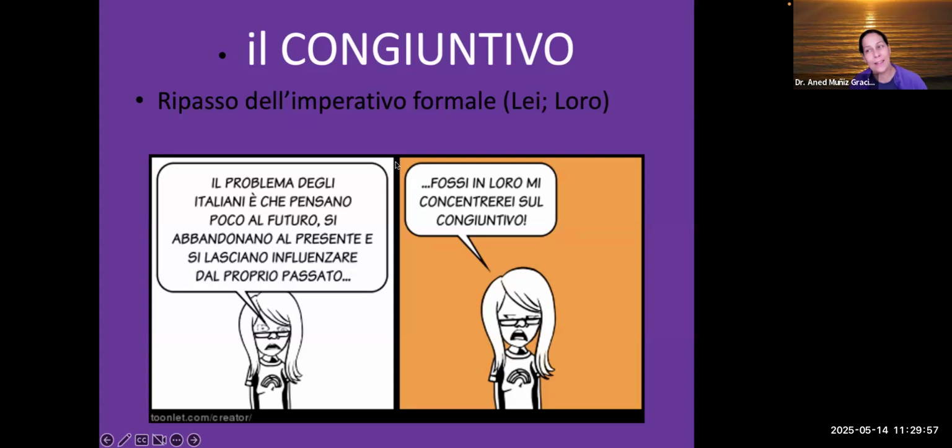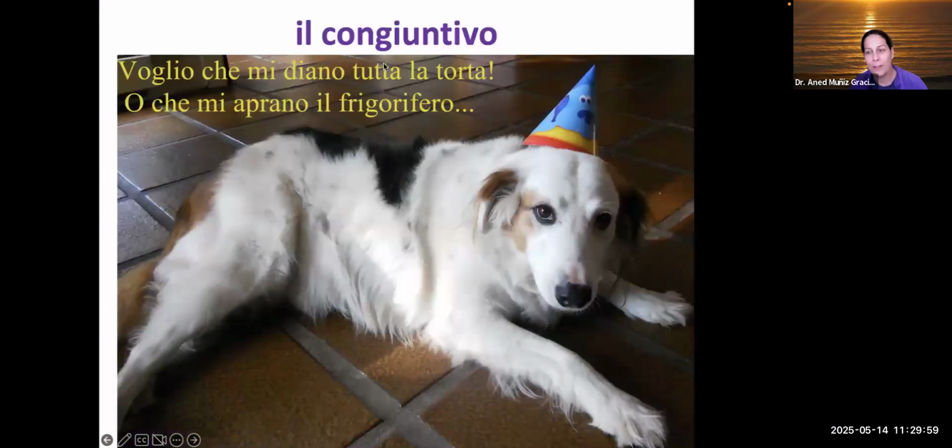Allora, this is just an example of the subjunctive. Congiuntivo in italiano, subjunctive. You see here, she is thinking. And she said, "Io voglio che mi diano tutta la torta." I want that they give me the whole cake. "O che mi aprano il frigorifero," or that they open the fridge for me.